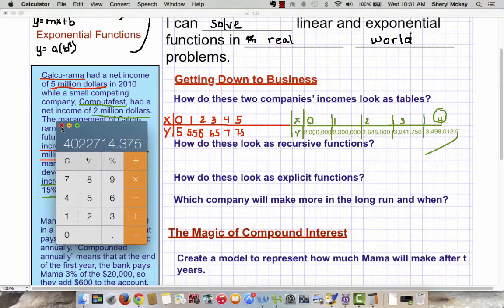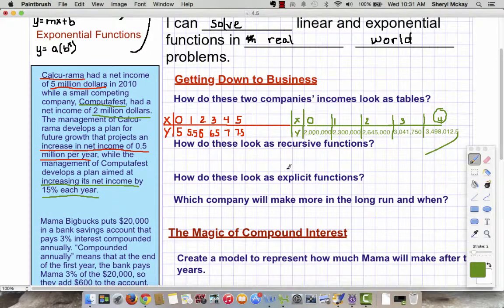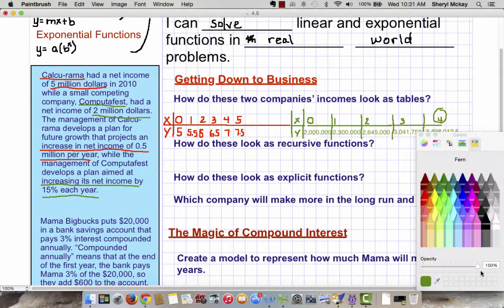But let's go ahead and continue to look at these different functions. So how do these look as recursive functions? Let's think about what a recursive function means. A recursive function means that we're going to take the previous term and do something to it.